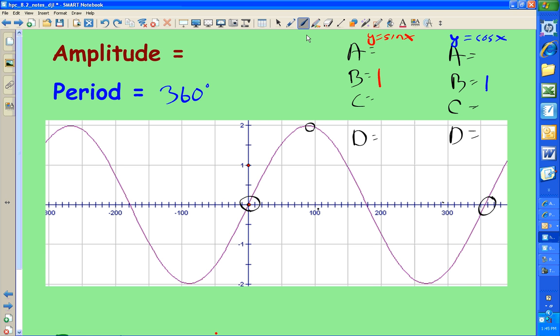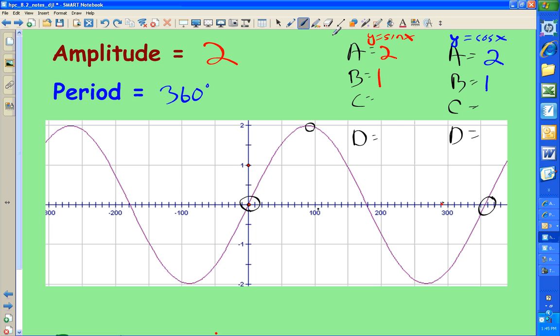2. It's the distance from the axis to the minimum, axis to max, or you can do max minus min divided by 2. I don't care how you do it. And again, I don't really care if you show it or not. So the amplitude is 2. What does that tell you A is? 2. So in both of these, A is 2.